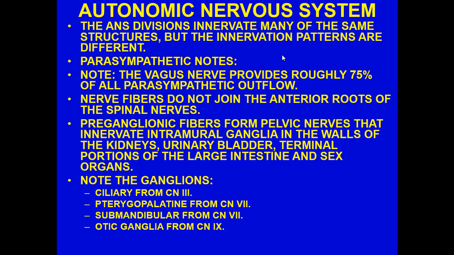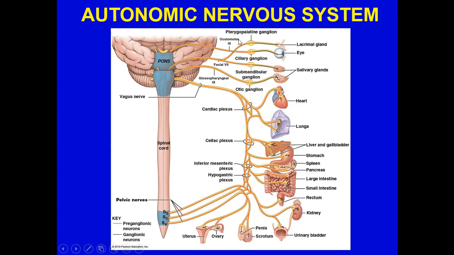Usually, the pathway from the ganglia and the postganglionic fiber is very short because they're really right up against the organs that they're going to innervate. You want to note the ganglia that do exist: ciliary from cranial nerve 3, pterygopalatine from cranial nerve 7, submandibular from cranial nerve 7, and the otic ganglia from cranial nerve number 9. And you can see them right here.